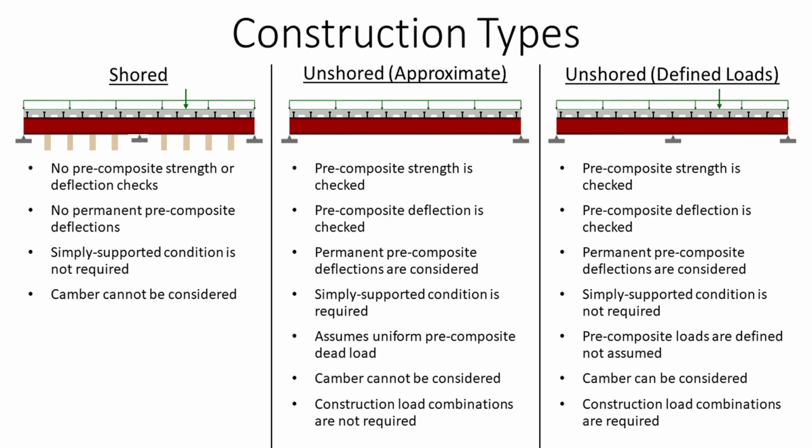For the unshored defined loads construction type, a simply supported boundary condition is not required. The pre-composite dead loads can be defined and are not required to be uniform, and camber can be considered. Construction load combinations must be defined for this construction type. Tutorial videos have been created demonstrating how to design a composite steel beam using each of the three construction types.